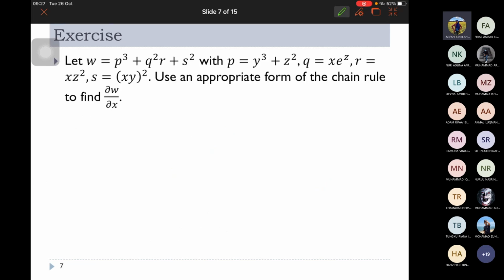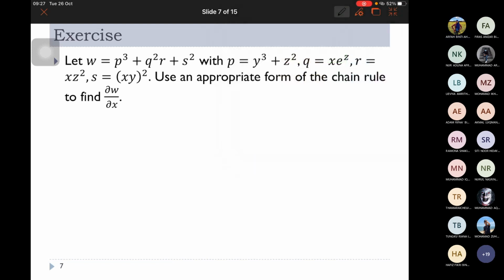So let W equal to P cube Q squared R plus S squared, with P equal to Y cube plus Z squared, and Q equal to X exponential Z, R equal to XZ squared, S equal to XY squared. Goodness, so many. Then it says, use an appropriate form of the chain rule to find delta W over delta X. W contains variables P, Q, R and S. So you were given all the P, Q, R and S. So we have to find partial derivative of W with respect to X.